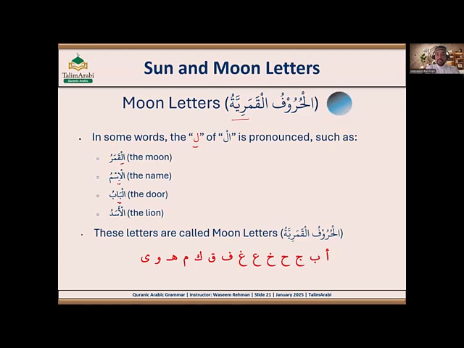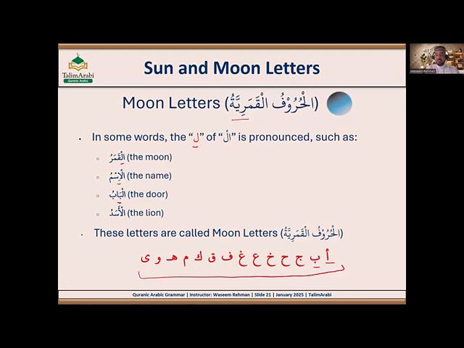So whenever a lam is pronounced when this "al" is attached to a word, then those letters are called moon letters. And these are those letters. Like when you put "al" with any word that starts with alif, you will pronounce the lam. When you put "al" with a word that starts with ba, you pronounce the lam. And the same thing with jim, ha, kha, ain, ghain, fa. So any word that starts with any of these, if you put "al" at the beginning, you will pronounce the lam, like al-bab, al-jawad, al-faida, al-qamar.